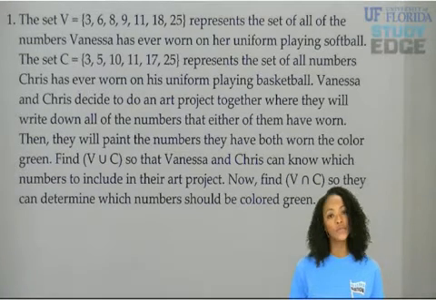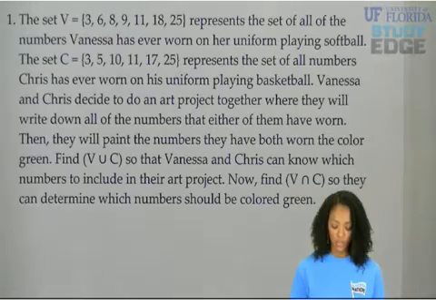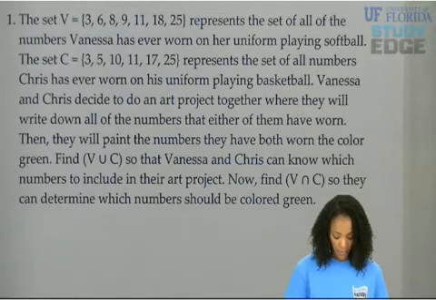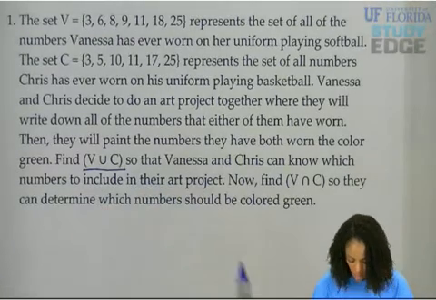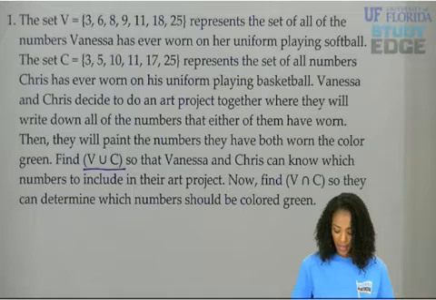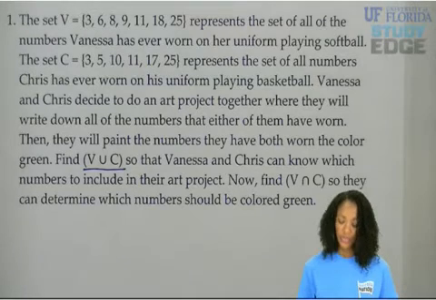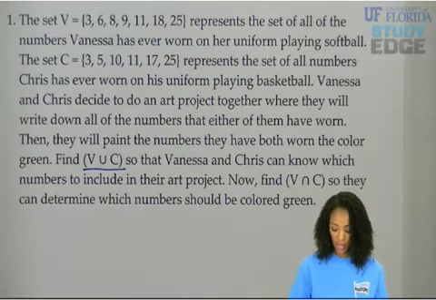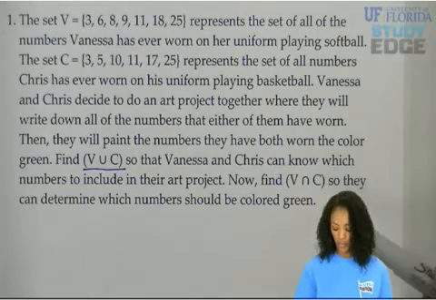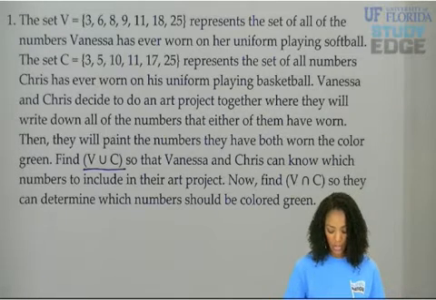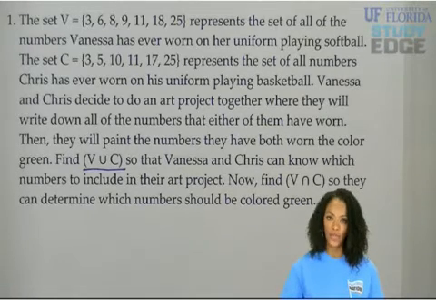So first thing we want to do is find the union between Vanessa and Chris. So we'll do that first, so that way Vanessa and Chris can know which numbers to include in their art project. And then we'll find the intersection between Vanessa and Chris's sets so they can determine which numbers to color green.